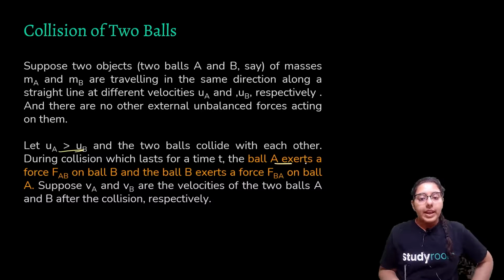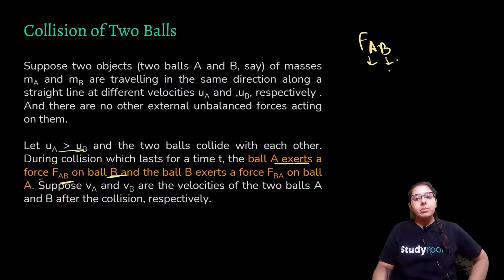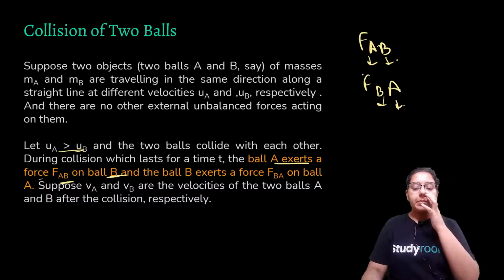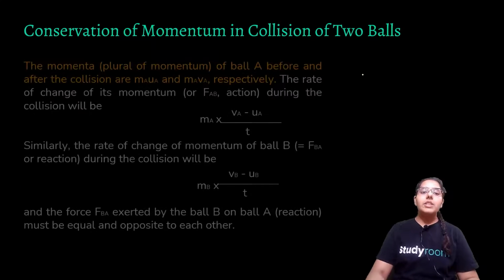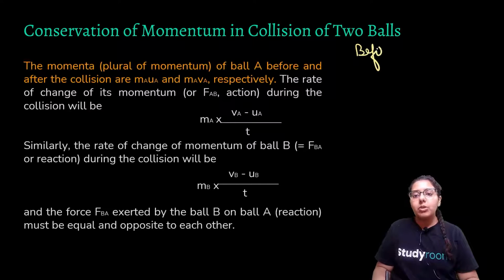Okay, so A exerts force FAB on ball B. FAB is the force which A exerts on B. FBA is the force which B exerts on A. Okay. So, conservation of momentum in collision of two balls. The momentum of ball A before and after the collision are, of course, first before collision.